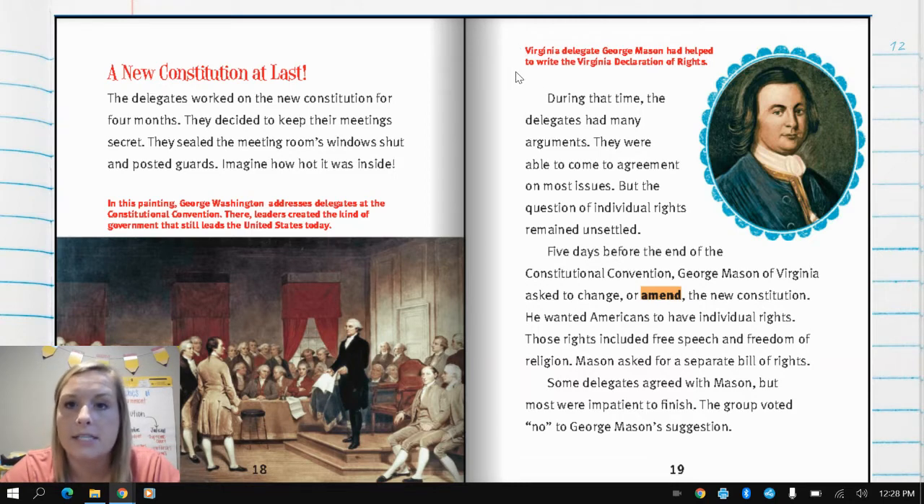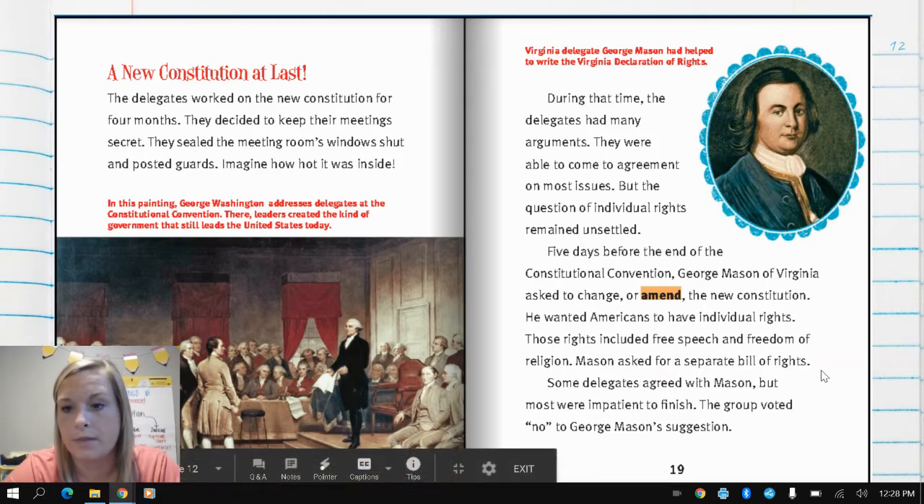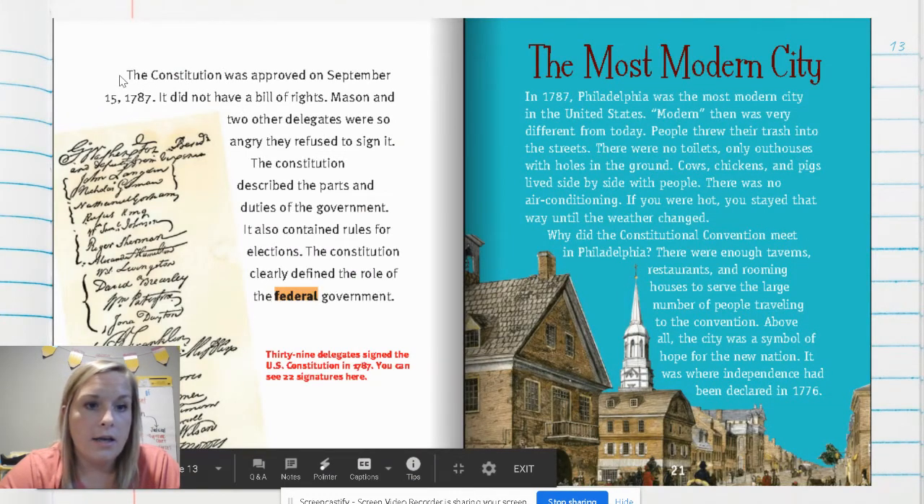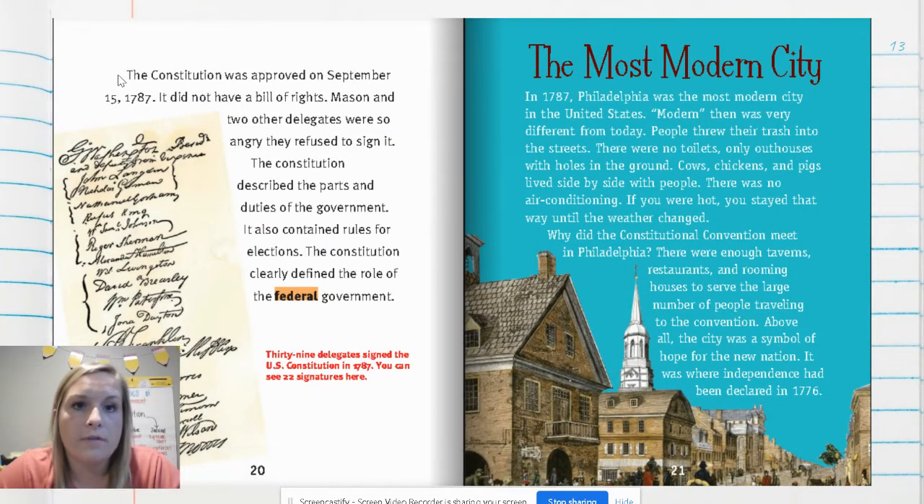And up here, our caption says Virginia delegate George Mason had helped to write the Virginia Declaration of Rights. The Constitution was approved on September 15, 1787. It did not have a Bill of Rights. Mason and 2 other delegates were so angry they refused to sign it.